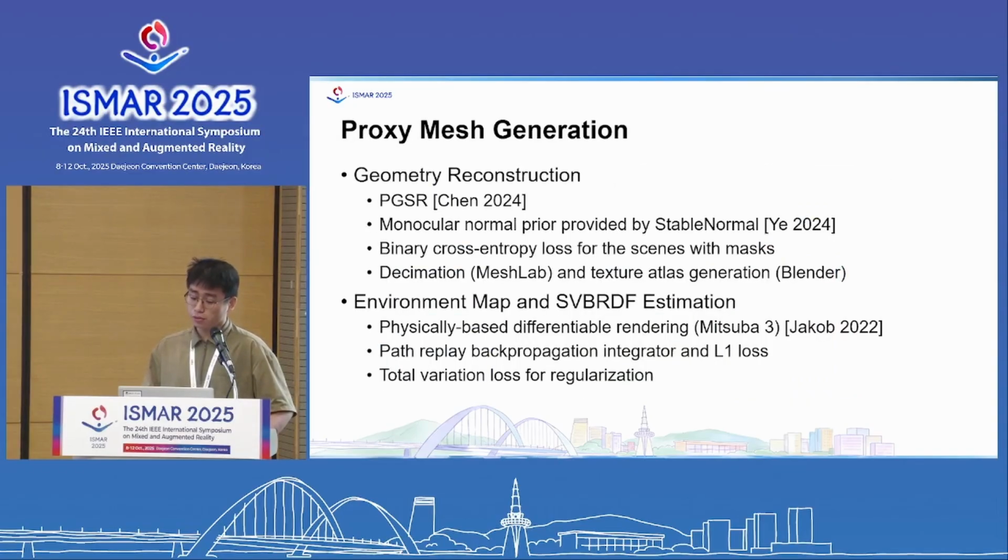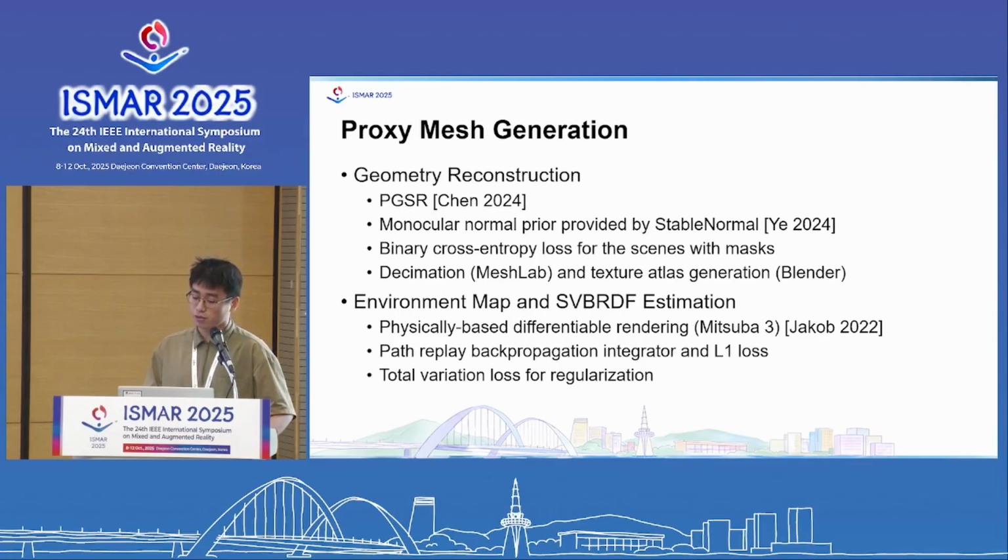We use a two-stage inverse rendering pipeline to generate the proxy meshes for radiance fields. In the first stage, we use a planar-based Gaussian splatting representation to reconstruct the mesh, and we also use the monocular normal prior provided by StableNormal to handle the strong specular reflections, and constrain the geometry using a binary cross-entropy loss for the scenes with masks. Then we decimate the mesh and generate a texture atlas for it.